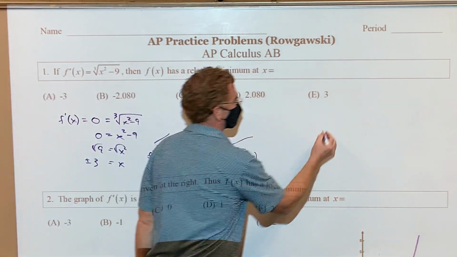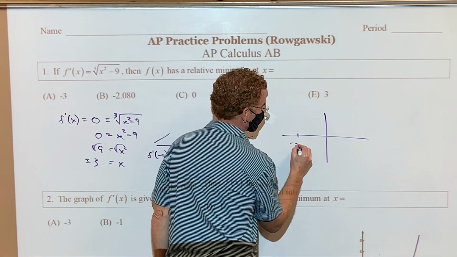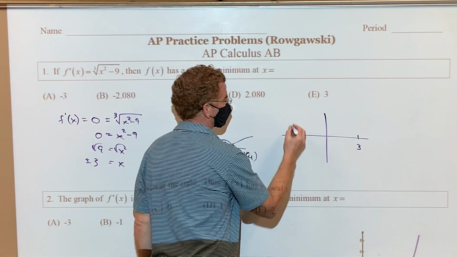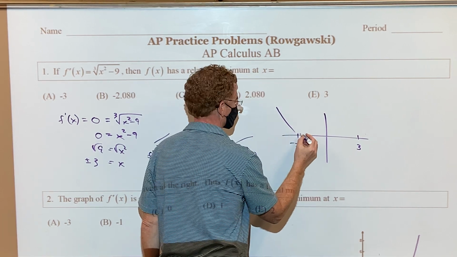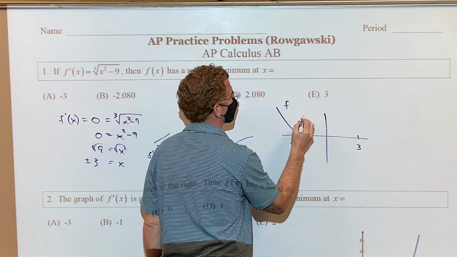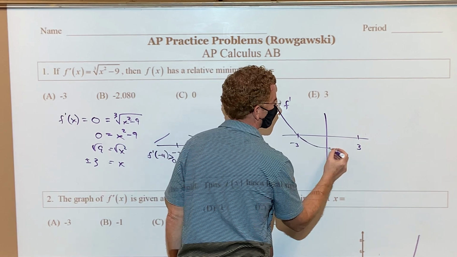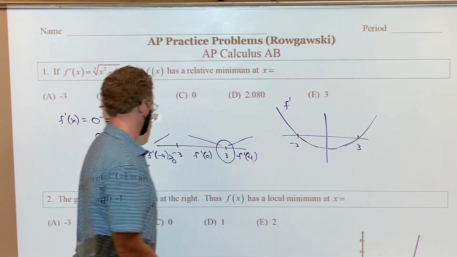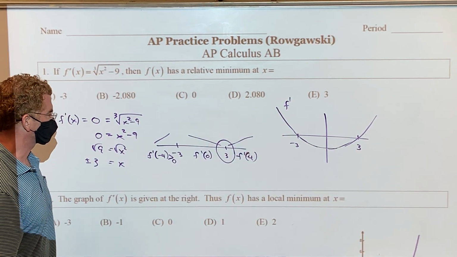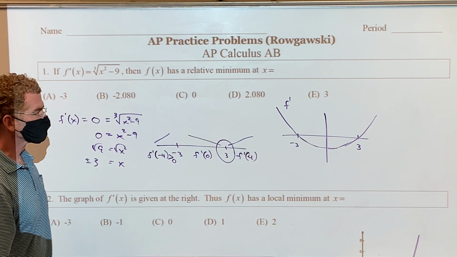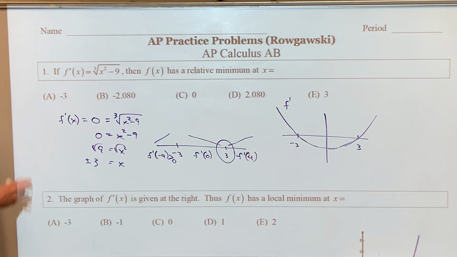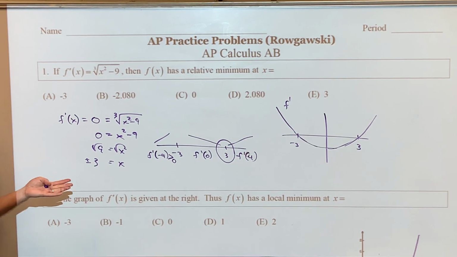Like, let's just say it's going to cross like this. Like this would be the derivative graph, let's just say. Hold on. Derivative positive, negative, positive. Yeah. All right, so that's what it would look like if you graphed it. Are you tracking with me? Or something like that, right?